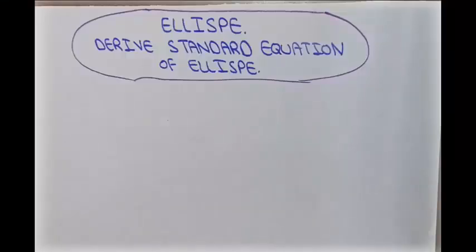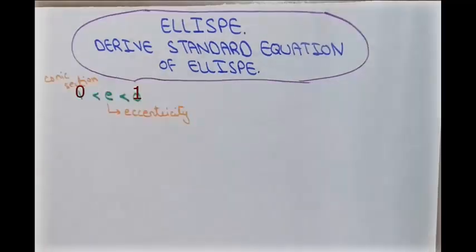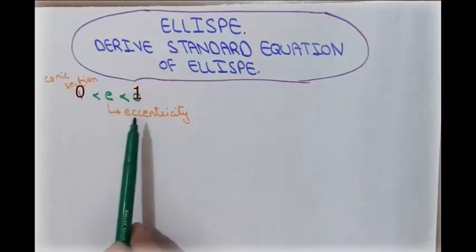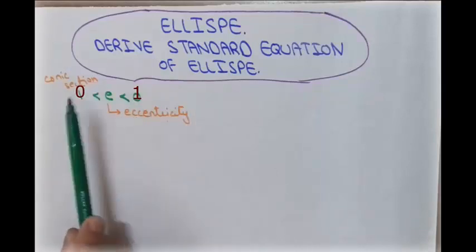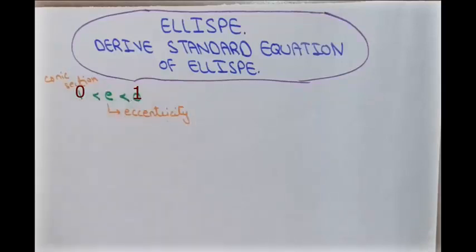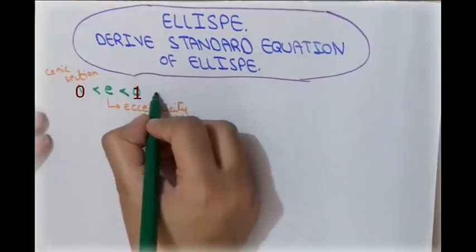In this lecture we will learn about the ellipse. We discuss the definition of the ellipse and its elements, and secondly we will derive the standard equation of the ellipse. Before going to the definition, we know that in conic sections, when the eccentricity lies between 0 and 1, it forms an ellipse.